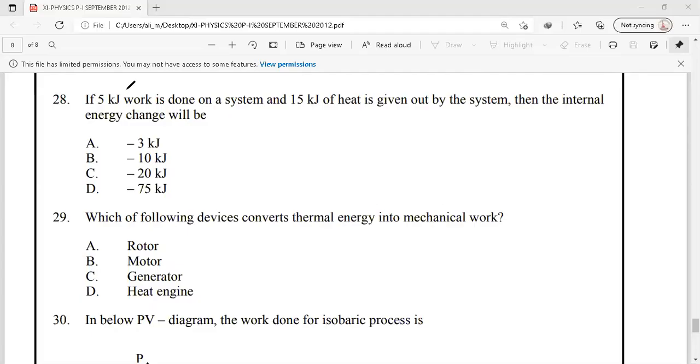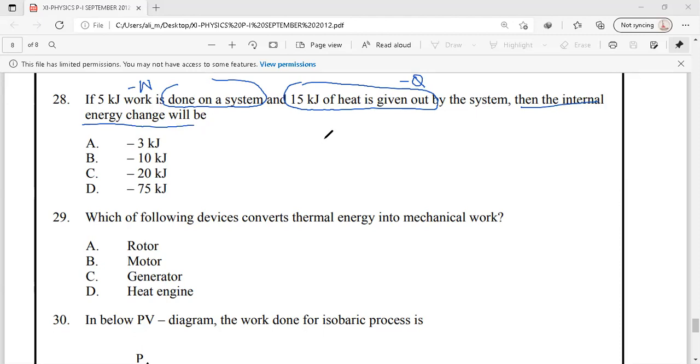If 5 kilojoules of work is done on the system, the work done on the system is termed negative work, and 15 kilojoules of energy is given out by the system. The energy given out by the system is termed negative heat. We have to find the change in internal energy.